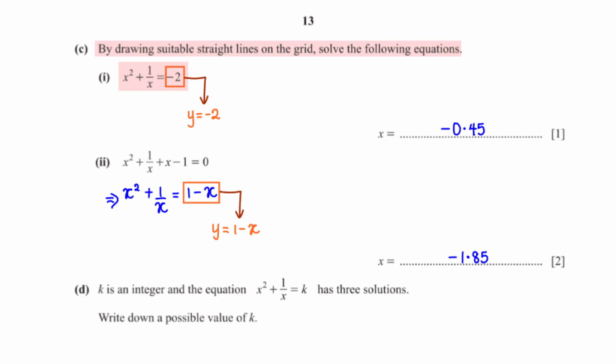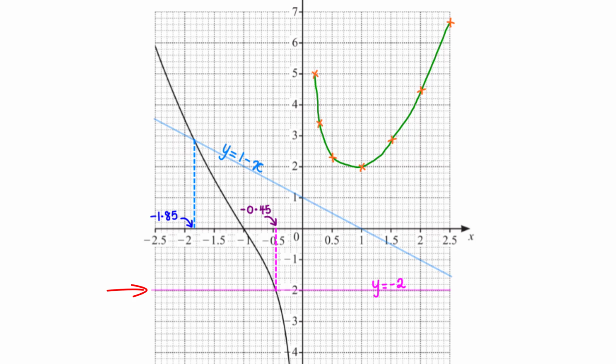x squared plus 1 over x equals negative 2. From this equation, we have the equation of the curve on one side of the equation and negative 2 on the other side of the equation. This means that the line we need to draw on the grid is y equals negative 2. When we draw y equals negative 2 on the grid and read the x coordinates of its intersection point with the curve, we get negative 0.45.